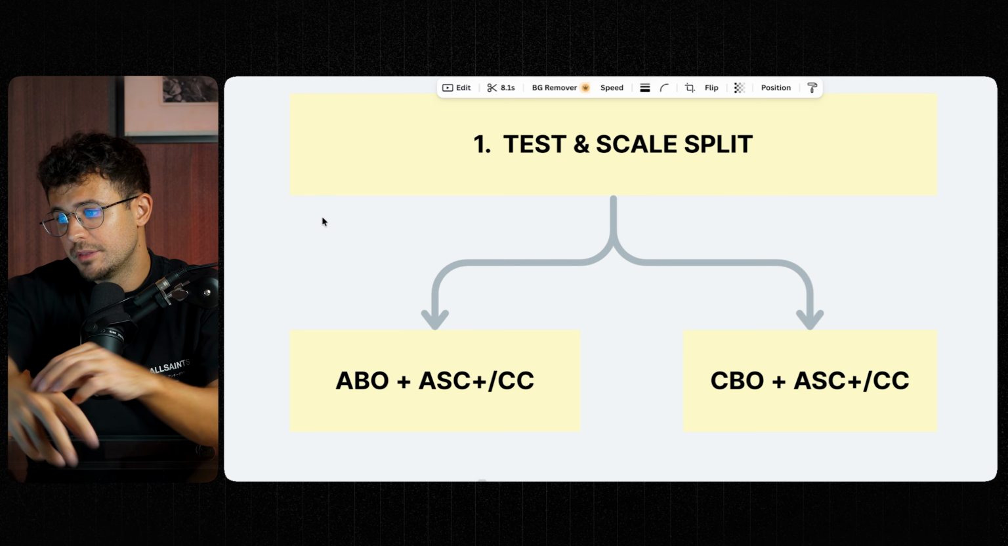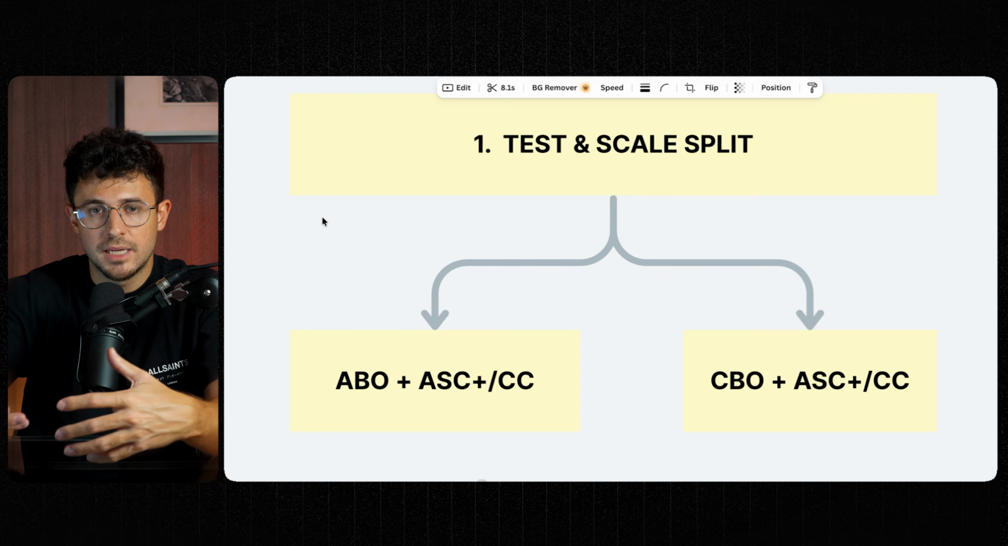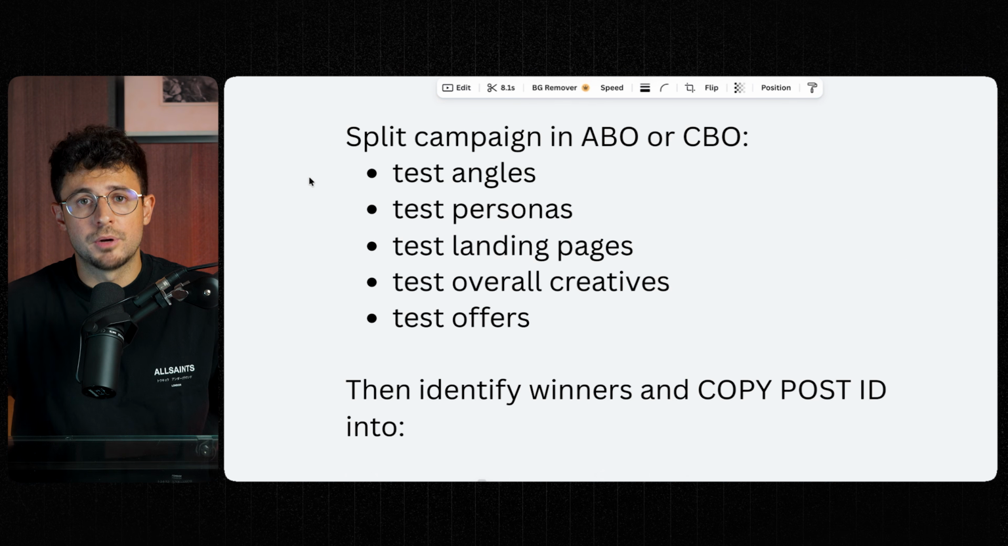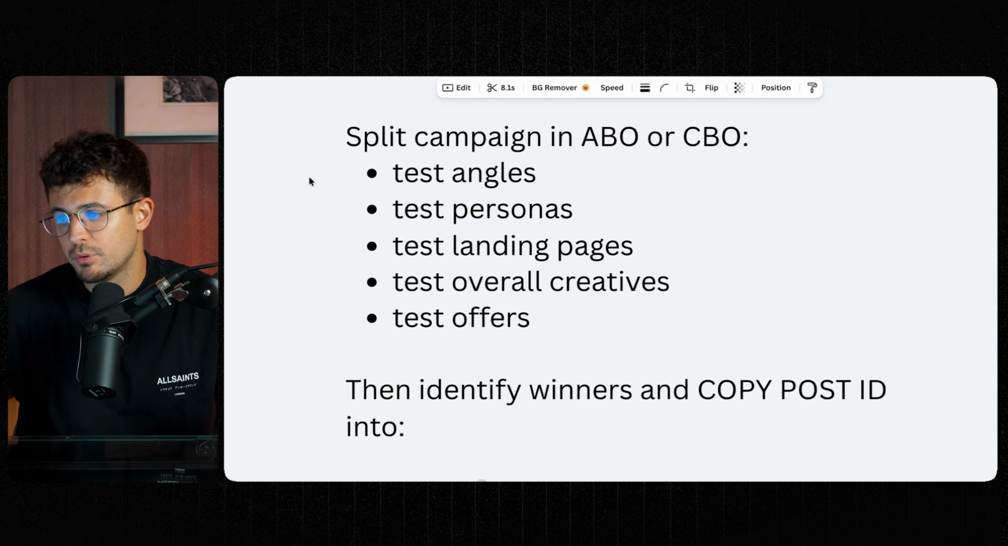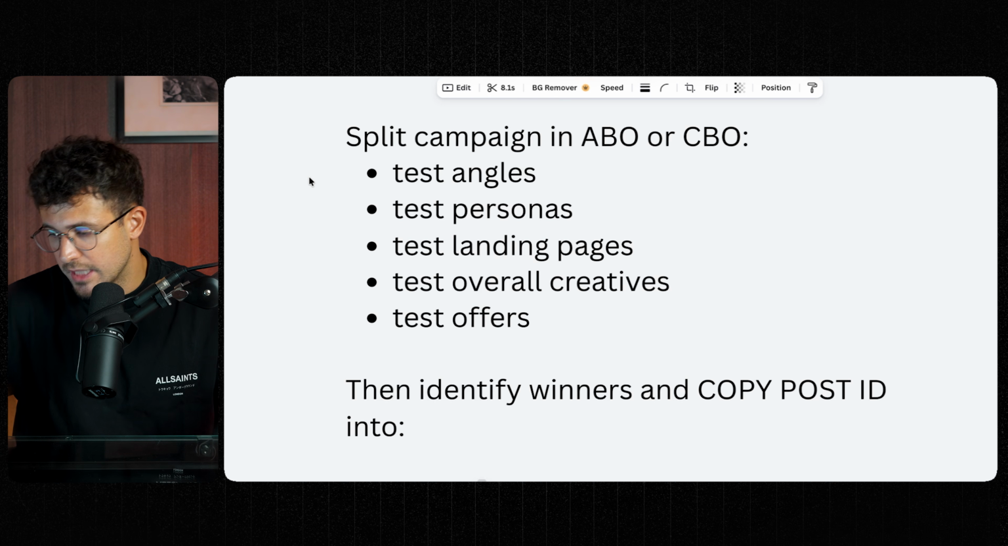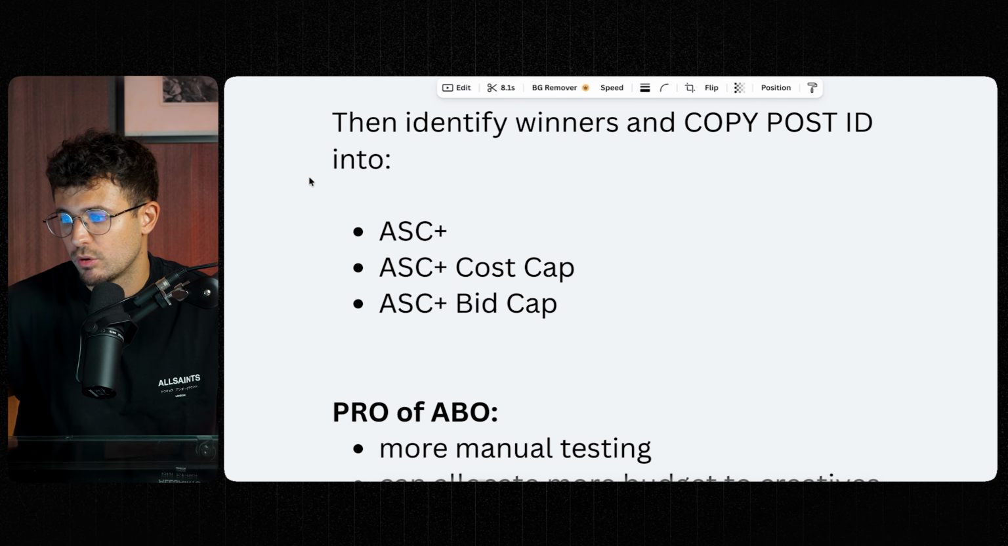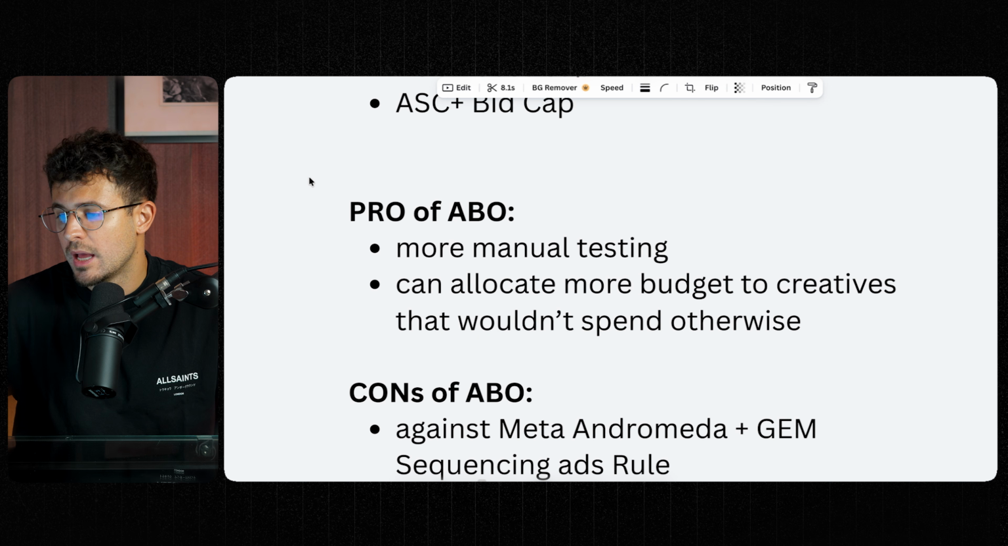And the same thing happens with CBO. The only difference in the setup is that in this case you don't decide the budget to put on a single creative. So this is how the process looks. Inside the ABO or CBO setup, you test angles, personas, landing pages, overall creatives, and offers. Then identify the winners, copy the post ID, and scale with a cost cap or bid cap. Now there are pros and cons. The pros of the ABO is that you have more manual testing.